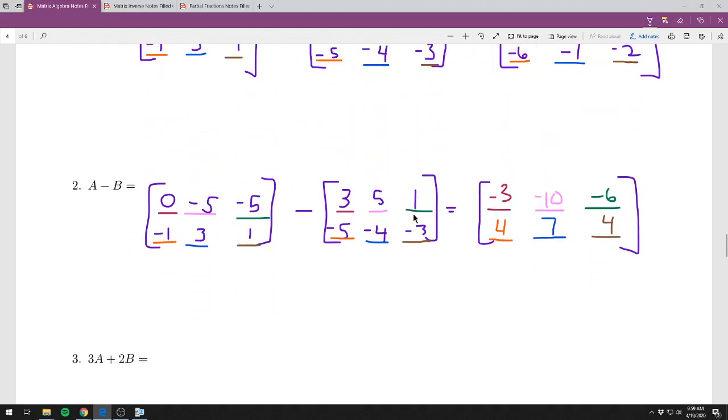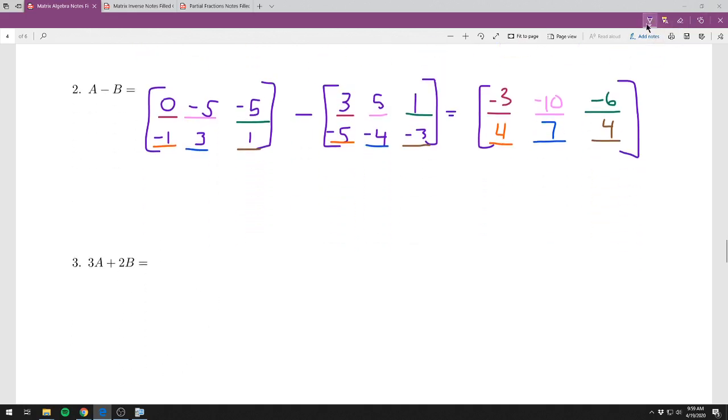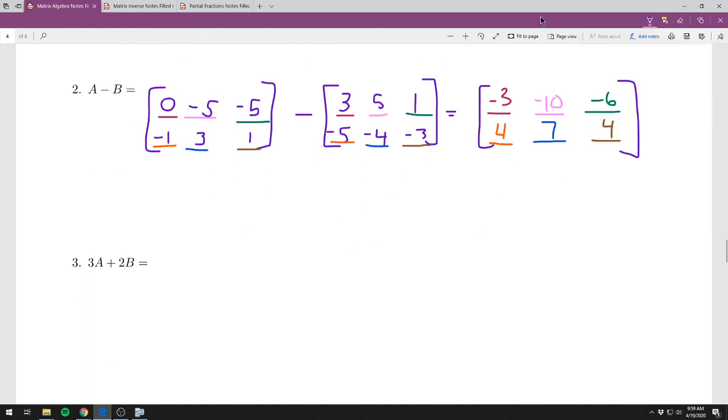All right, the last one I have here is just combining the two things we've done so far. So we know we can multiply matrices by numbers. We know we can add matrices together and subtract them. So the last one is 3A plus 2B. Now, the order you do this in matters. Think about your order of operations. Multiplication comes before addition, meaning we want to do 3A first, compute 3A, and then compute 2B.